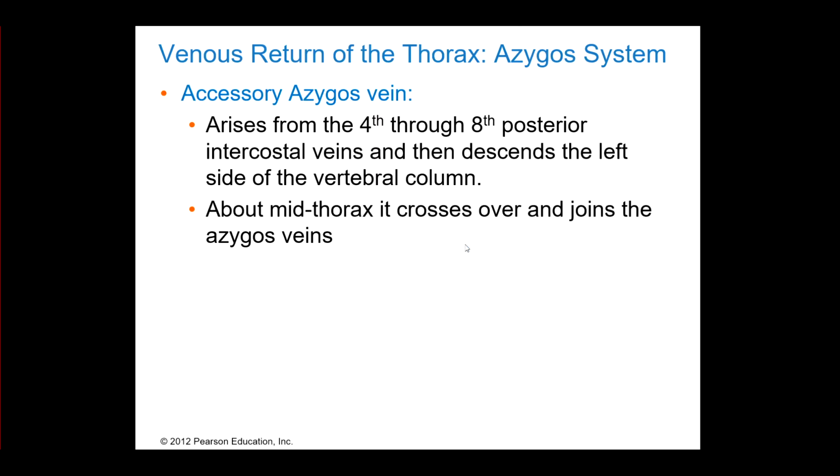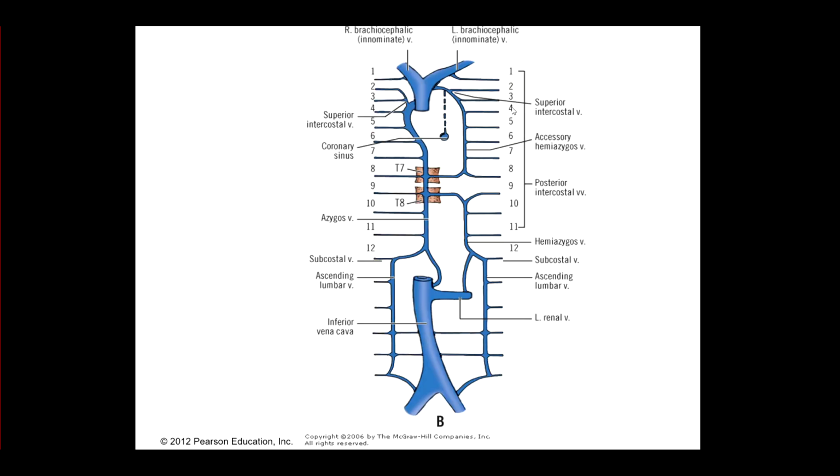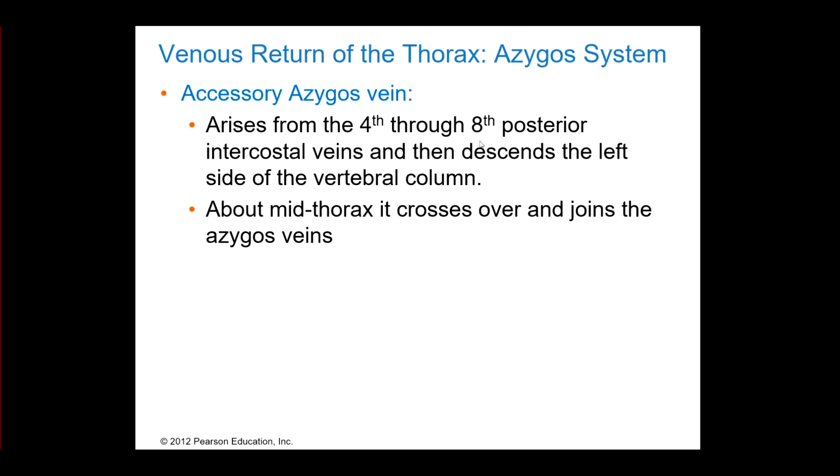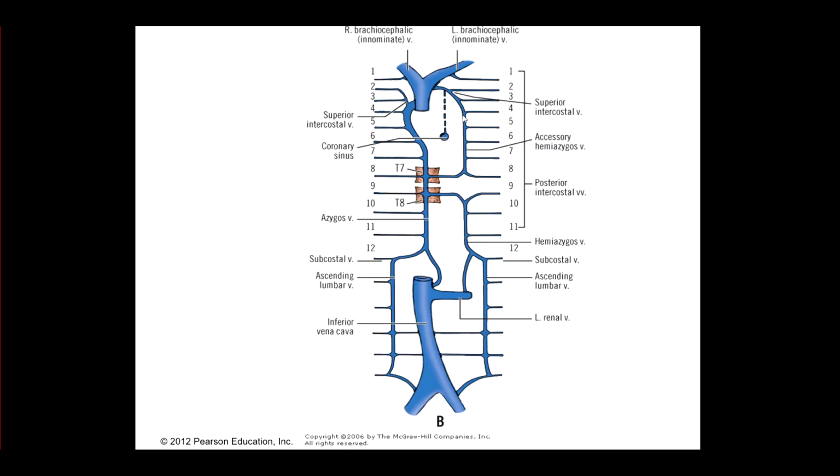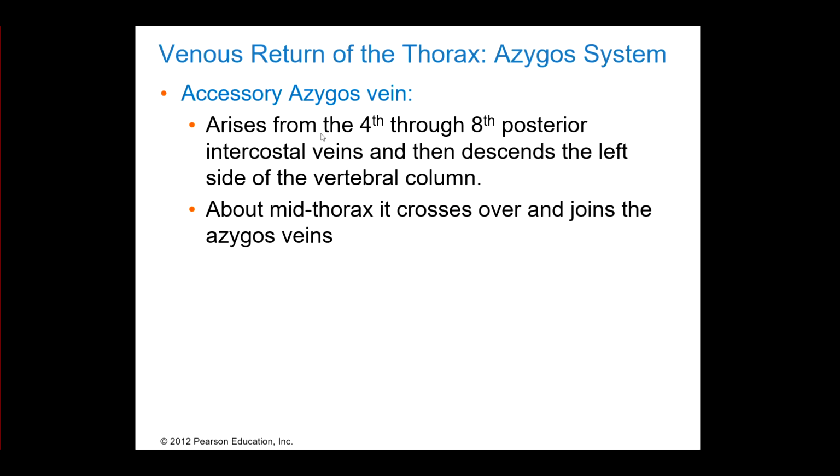And finally, guys, the third one is going to be the accessory azygous vein, or the accessory hemiazygous vein. It arises from the fourth through the eighth posterior intercostal veins. As you can see, it's kind of arising from right here. Again, it's variable. And then it's going to descend to the left side of the vertebral column, right? So it's coming down, and then at some point it also crosses over to the azygous and dumps its blood in there. Like I said, I have seen variations where this dumps into the hemiazygous also, so it is variable. Okay, and that's going to be the third one. So this is what we call the azygous system.